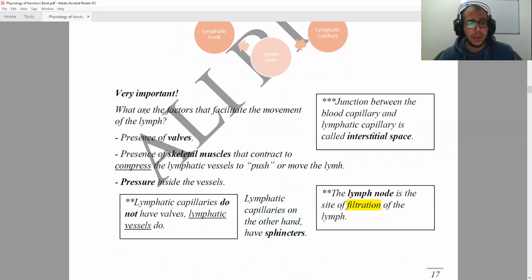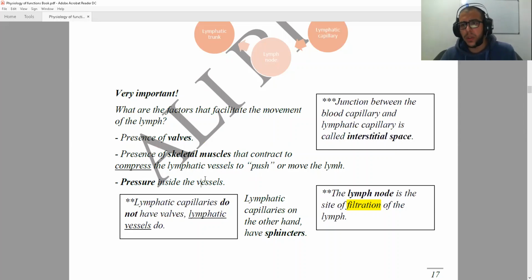In the end, some question that is very important: what are the factors that facilitate the movement of the lymph? The presence of valves, and this is going to be something like the veins. Presence of skeletal muscles that contract to compress the lymphatic vessels to push or move the lymph. And also the pressure inside the vessels.